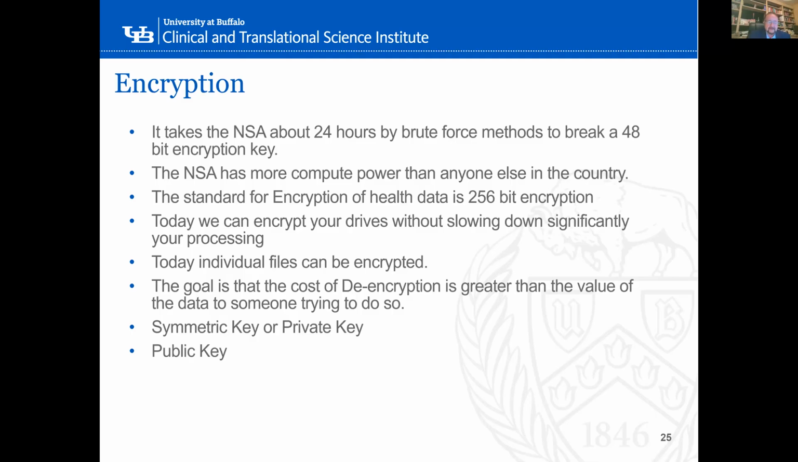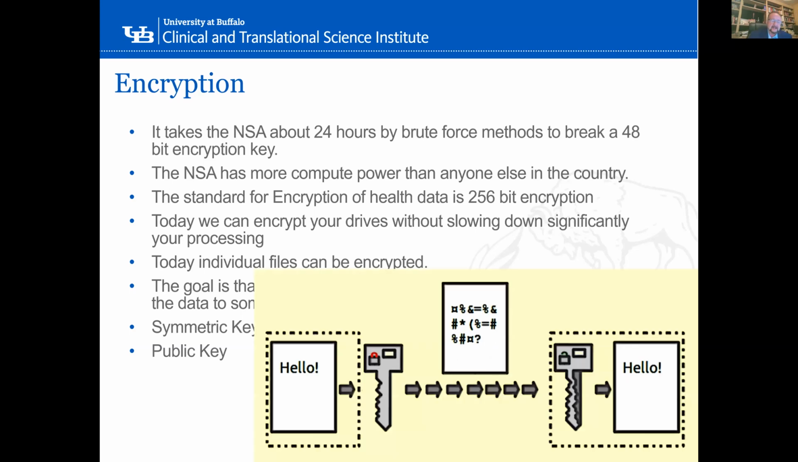The goal is the cost of de-encryption is greater than the value of the data to someone trying to get at it. And what we try to use is a symmetric key or private key so that we use a public key infrastructure. And the way that works is if I wanted to send, pick somebody on the screen, Samantha, a message, I would use her public key and I would use my private key to encrypt it. And she would use my public key and her private key to decrypt it. And it gives an extra layer of protection because in order to have my public key, we had to agree that we were going to talk to one another ahead of time.